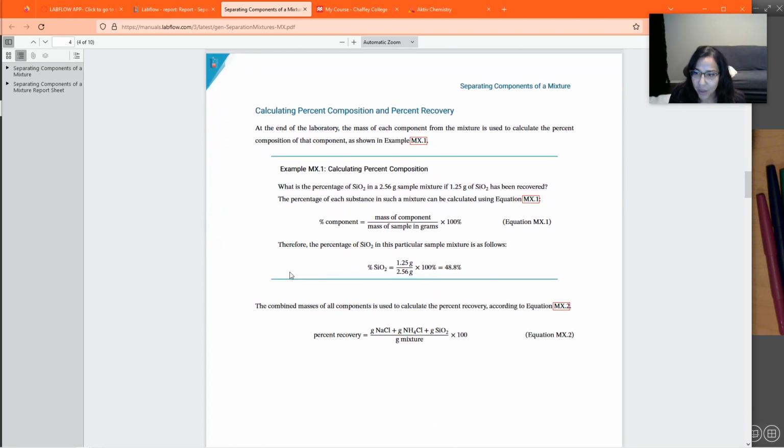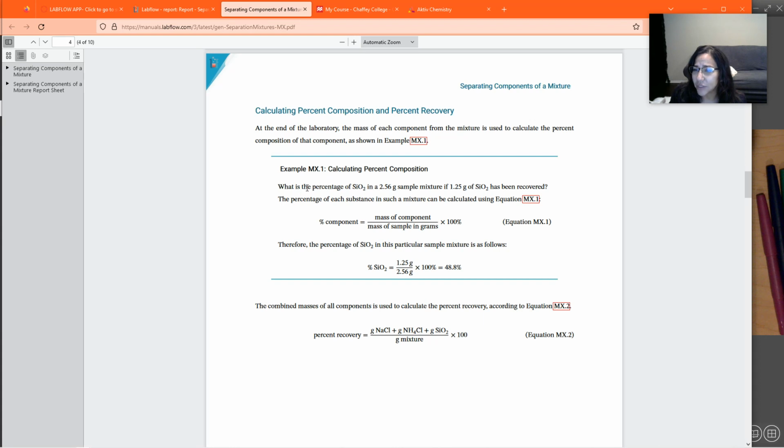How do you do your math? So in this one, we want to calculate percent composition and percent recovery. The equations that we're using are listed right here. So the percent of your component is equal to the mass of the component divided by the mass of the sample in grams. You multiply it by 100, and that gives you a percentage.